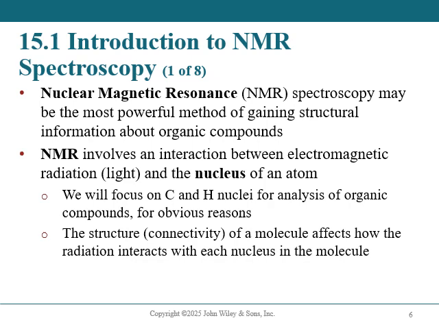As an introduction, nuclear magnetic resonance, or NMR, spectroscopy may be the most powerful technique of gaining structural information about organic compounds. This is the favorite technique for organic chemists. NMR involves an interaction between an electromagnetic radiation and the nucleus of an atom. We will focus on carbon and proton nuclei for analysis of organic compounds for obvious reasons. The structure of a molecule affects how the radiation interacts with each nucleus in the molecule. We will see that throughout this chapter.